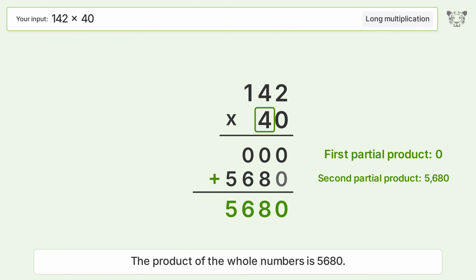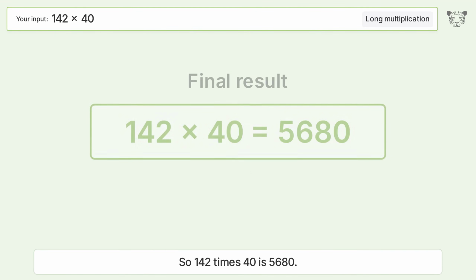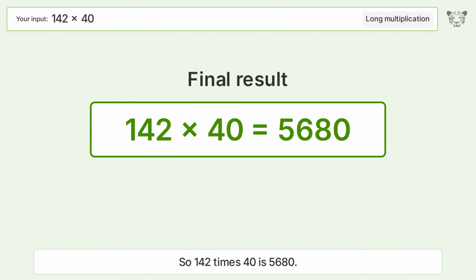The product of the whole numbers is 5,680. So 142 times 40 is 5,680.